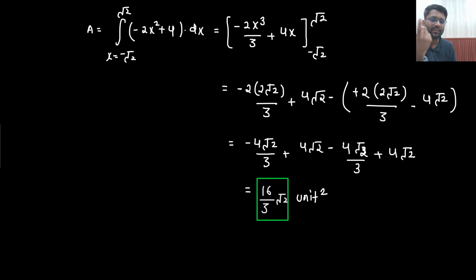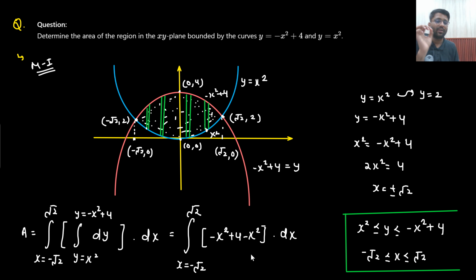So what we will do, if this question was coming in the examination hall, I would have taken the vertical strip, not the horizontal strip.